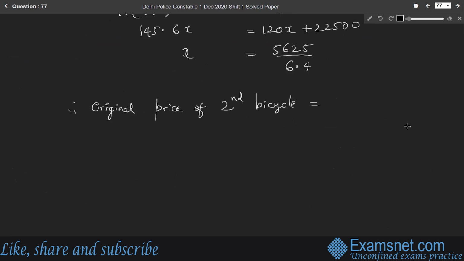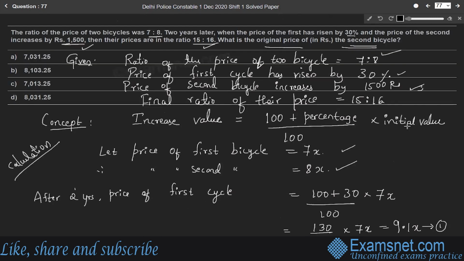is, since the first and second bicycle prices are in the ratio 7 is to 8, it is 8x, that is 8 into 5625 divided by 6.4. So we'll get the value 7,031.25 rupees after division. Hence, option A is the right answer. Right?